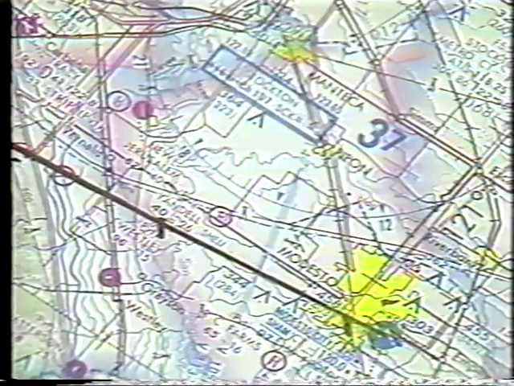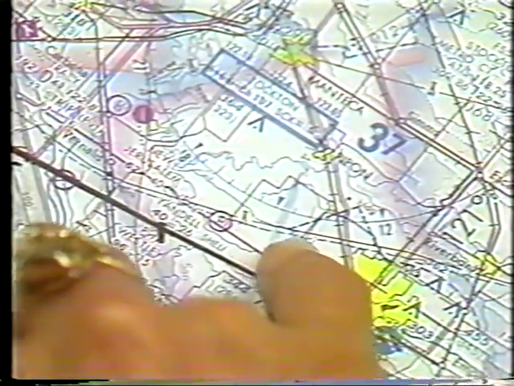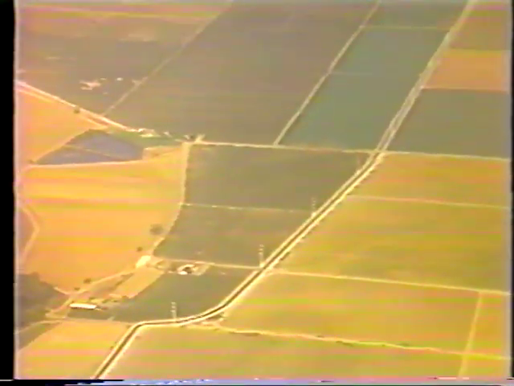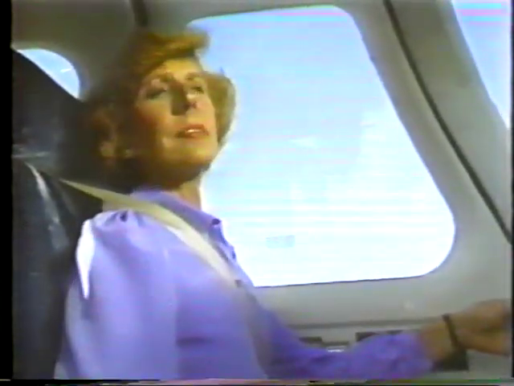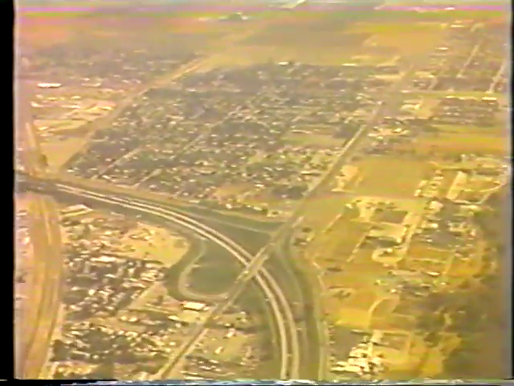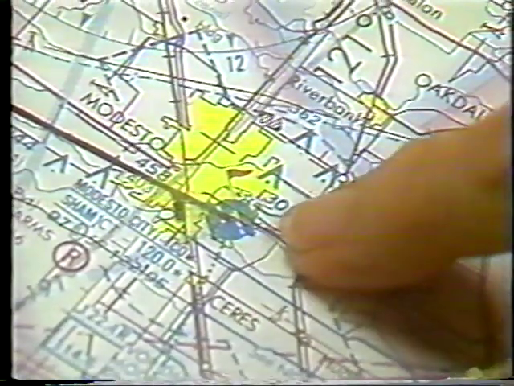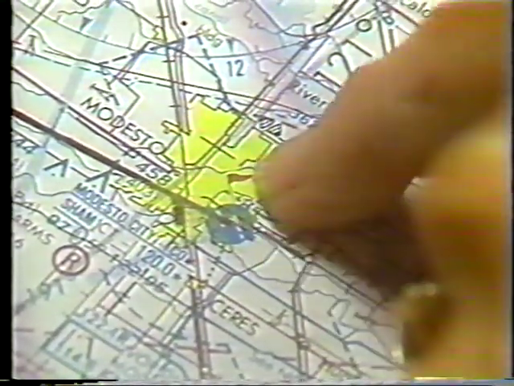On our chart, there is a long row of power lines. These lead right into Modesto. Here we are over the outskirts of Modesto. Beyond the city lies the airport itself. As you approach the airport, check the direction and numbers of runways as indicated on the chart. Modesto Airport has 2 runways, parallel but offset. So this definitely is Modesto.